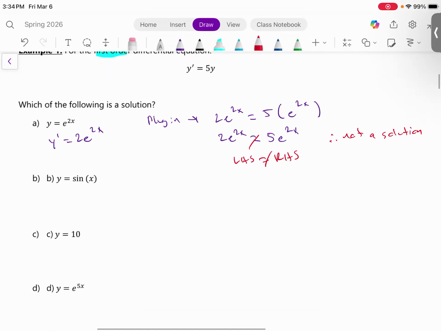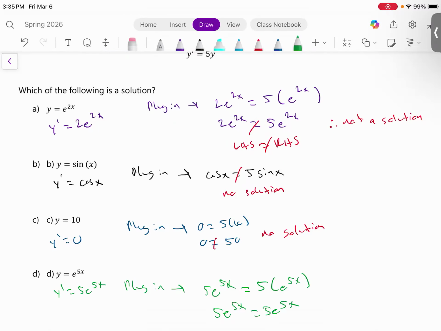Okay, let's go ahead and try some other ones out. Let's look at B. We have y equals sine x, and so we want to take the derivative. So y prime equals cosine x. And so we plug in and we get cosine x equals 5 sine x. Once again, this is not a solution. Okay, so pause the video, try out examples C and D and see what you come up with.